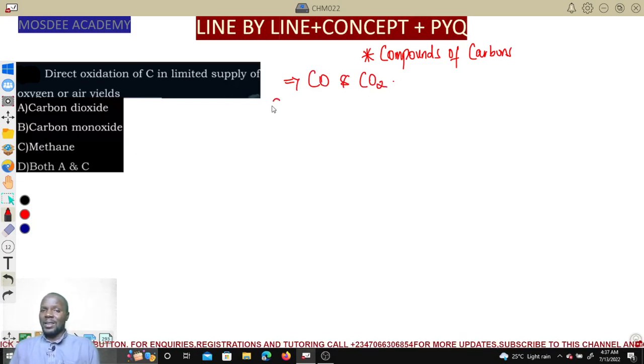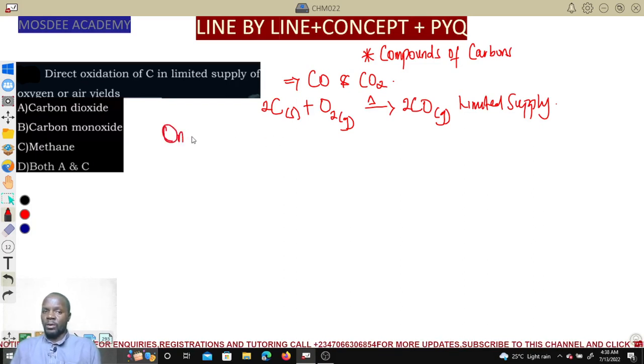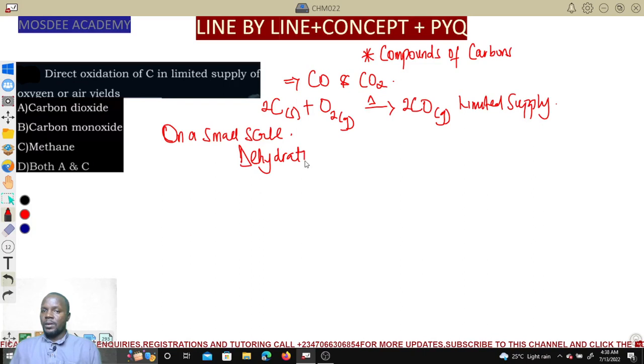So when carbon is heated with limited supply of air, please, I'm begging you guys, I have to be very fast. Carbon with limited supply of air is said to give you what? Carbon monoxide, limited supply. You have carbon monoxide, which is also a gas. Now, if you want to produce carbon monoxide on a small scale, the time, I hope it will be enough for me. What we do is just what? Dehydration, this is common. Dehydration of formic acid.